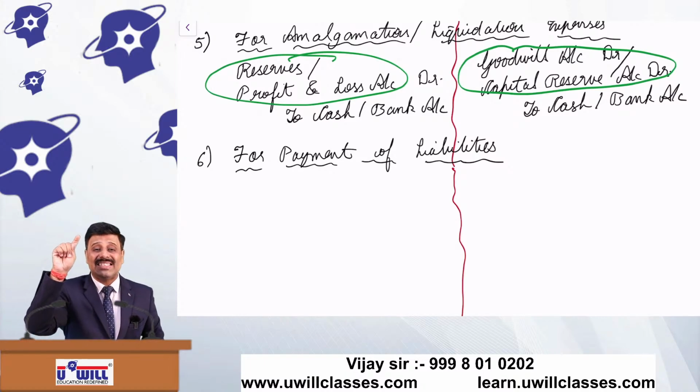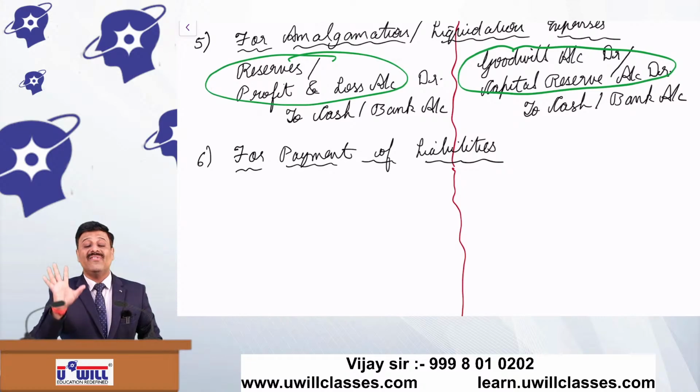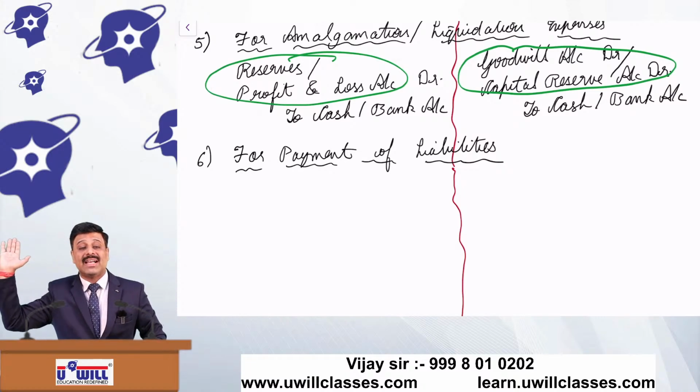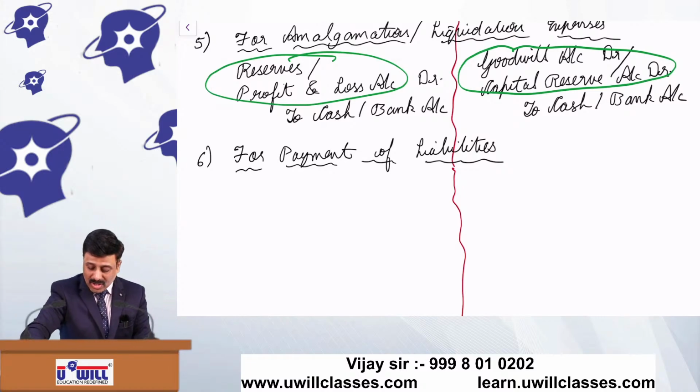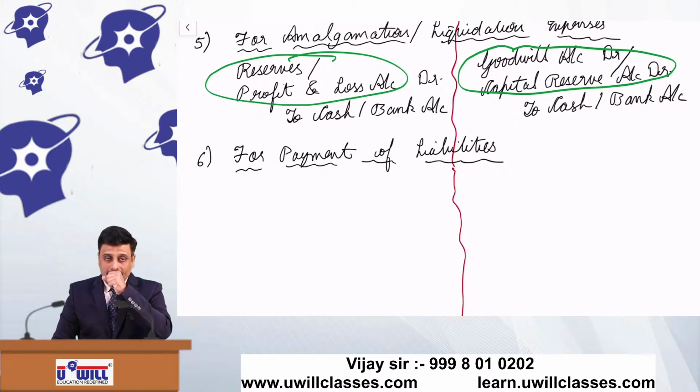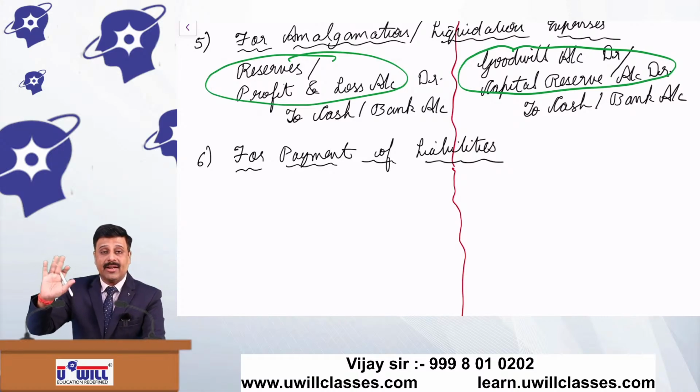So generally this 6th entry you'll find in case of debentures only. You'll find in case of debentures, old debentures are given new debentures. So what you'll find generally in payment of liabilities is, now this entry will again remain same in both the cases.